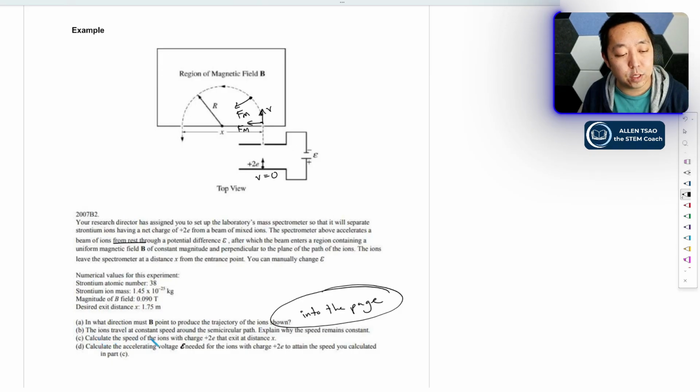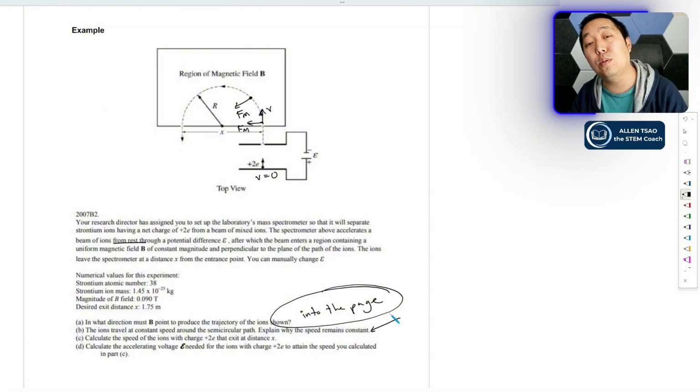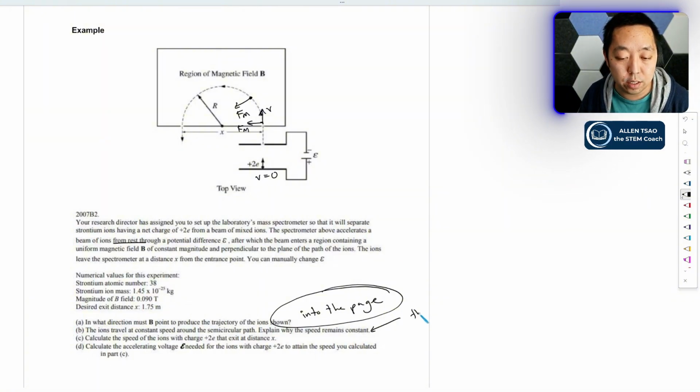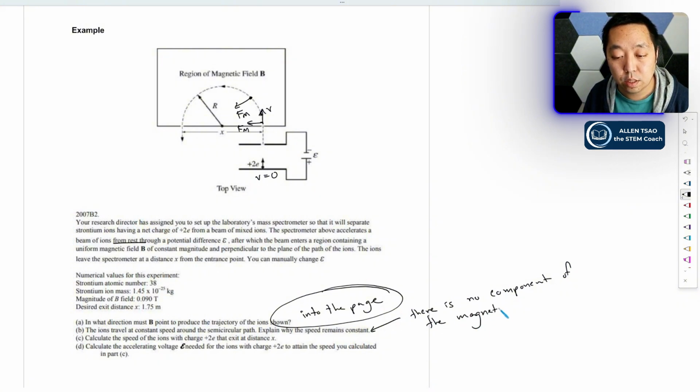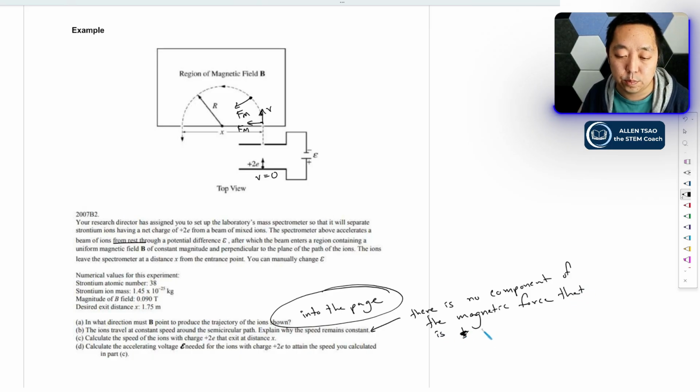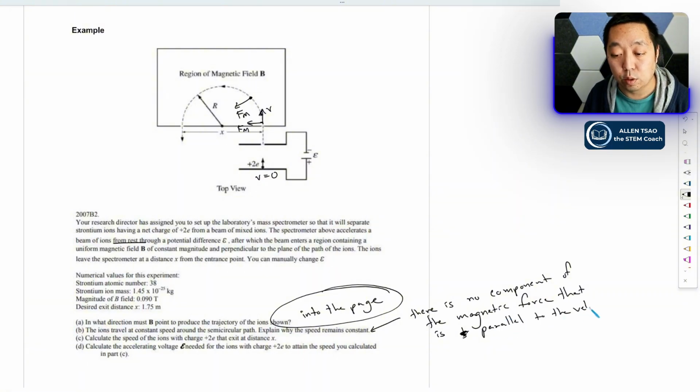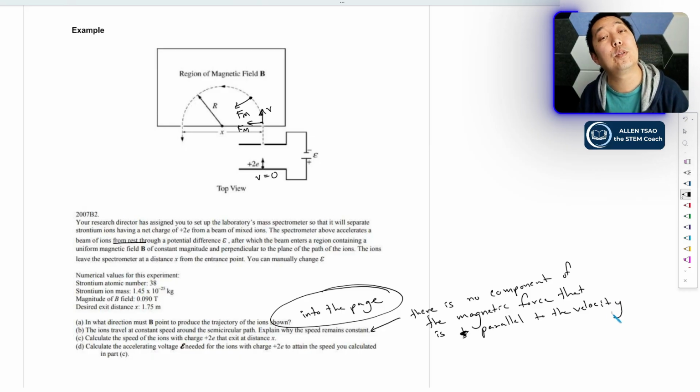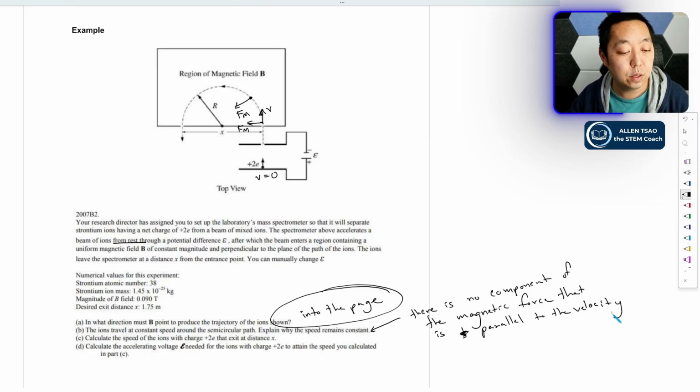Why do the ions travel at constant speed around the semicircular path? Why does the speed remain constant? Because the force is only perpendicular to the velocity. There is no component of the magnetic force that is tangent, in the same direction or parallel, to the velocity. So it only changes direction. Only centripetal force only causes a change in direction in there.